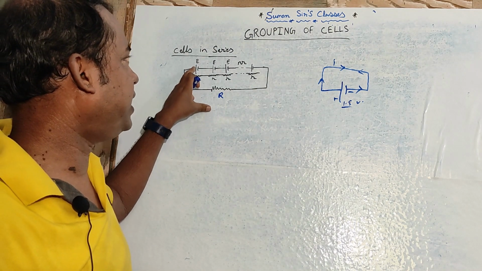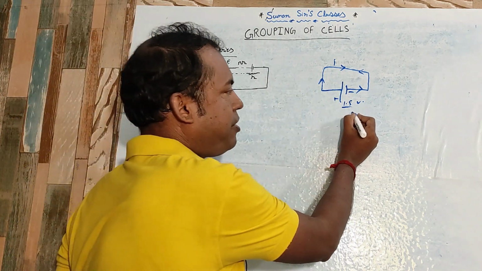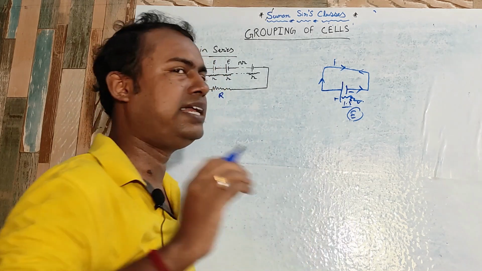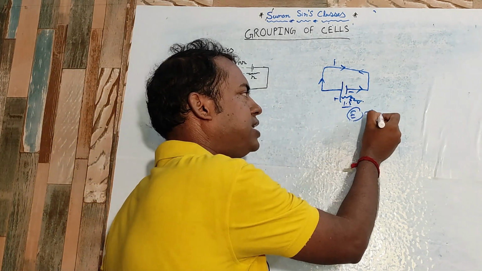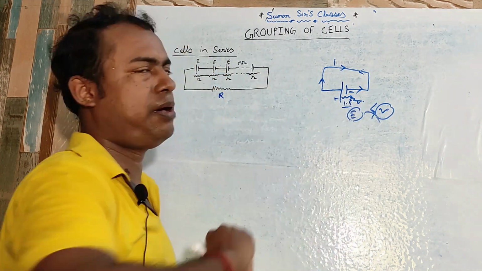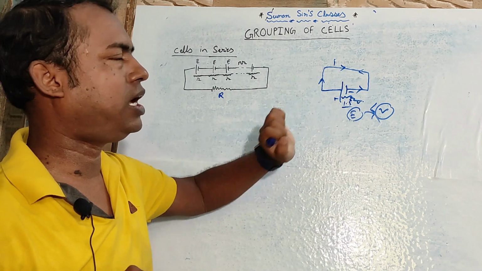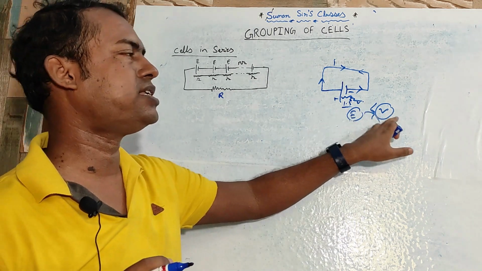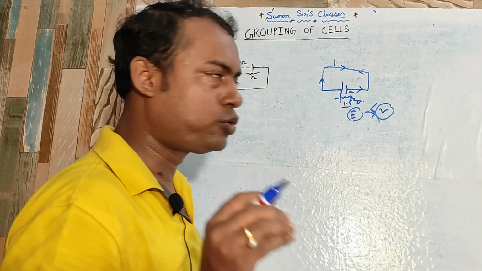If I consider the internal resistance of each cell, each has some EMF, but within the cell there is an internal resistance. Due to the internal resistance, its original EMF decreases and its potential difference V is less than the EMF. Clear? So internal resistance is present within the cell, and in a closed circuit it decreases the EMF to the value V, the potential difference.